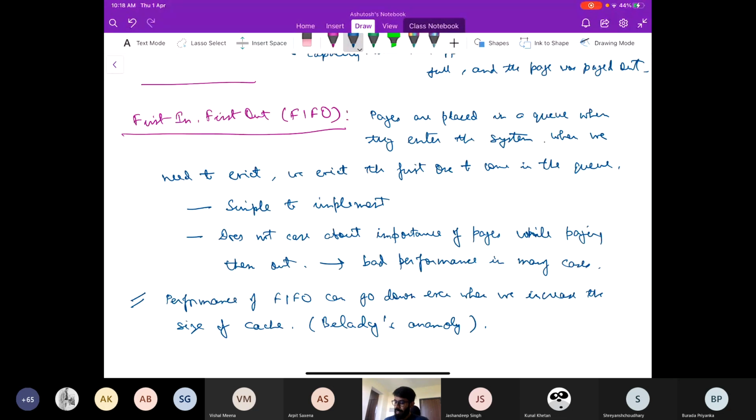you can see the example in the book of why this can happen. This can happen because FIFO does not have what is called the stack property.